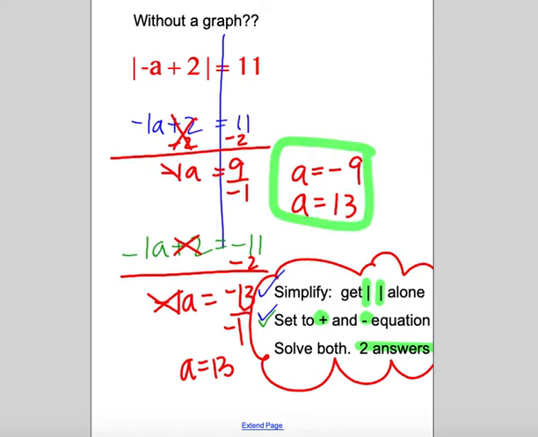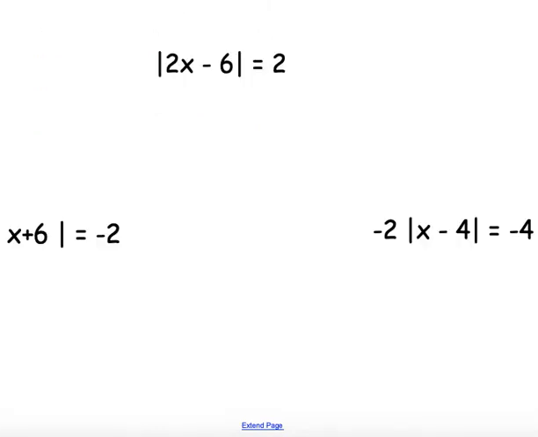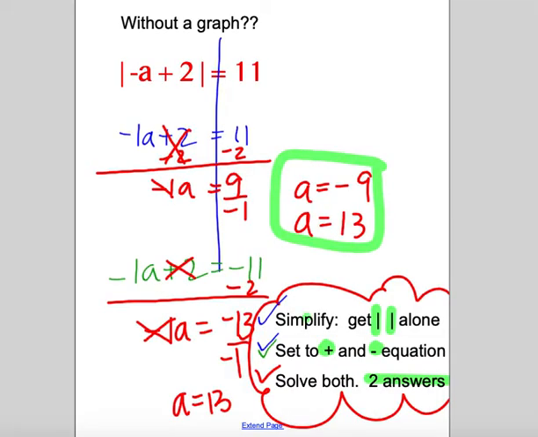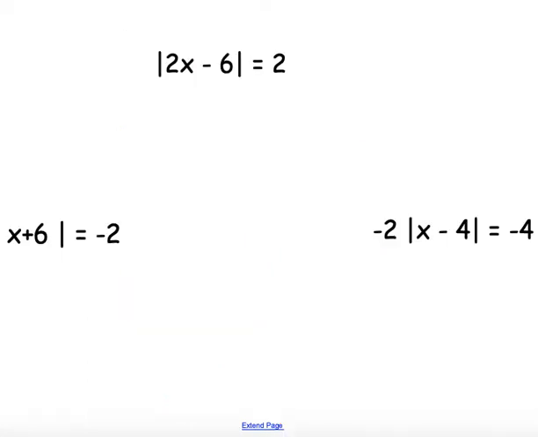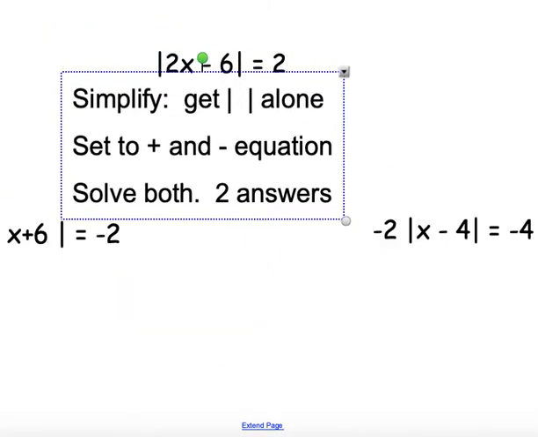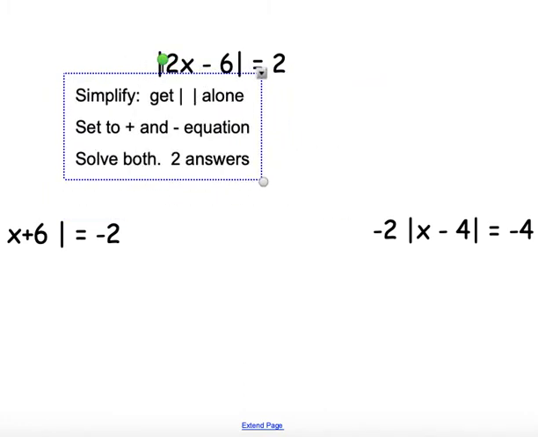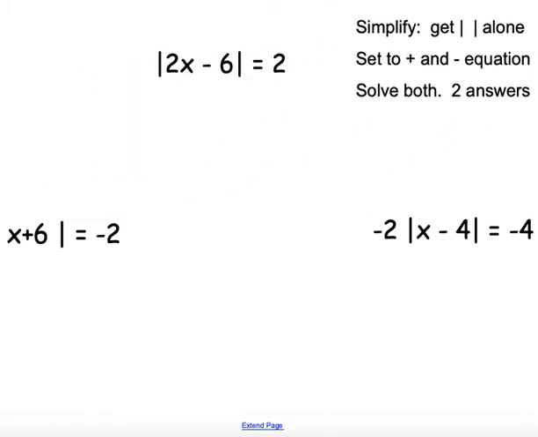So there are your 3 steps. We're going to want to use those 3 steps over and over again every time we have an absolute value equation. So let's try those 3 steps. Let's grab those and let's bring them over to the other page. Here are our 3 steps. I'll put them right here so we can use those.